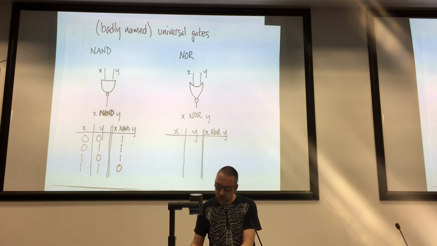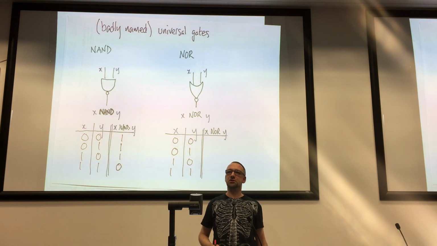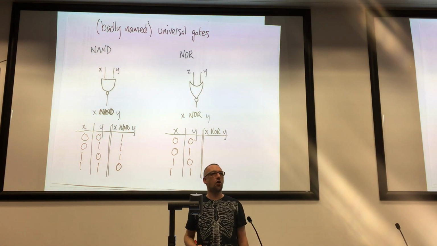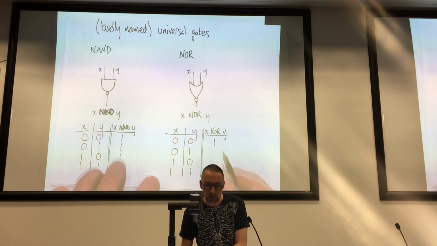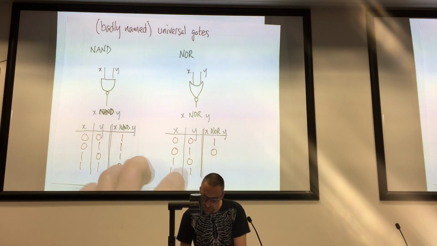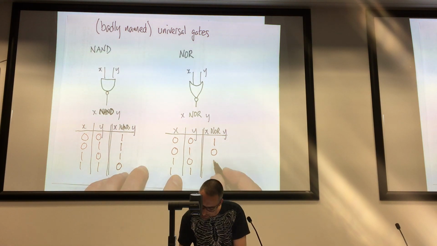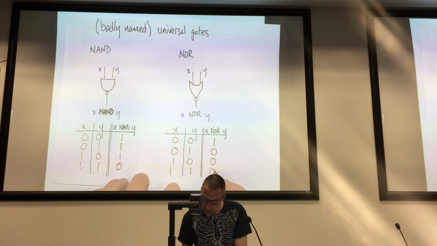So again, we're going to draw its truth table, so we should count to 3 in binary. Negated OR should be true exactly when OR is false. So 0 OR 0 is 0, so its negation is 1. 0 OR 1 is 1, so its negation is 0. 1 OR 0 is 1, so its negation is 0. 1 OR 1 is 1, so its negation is 0.